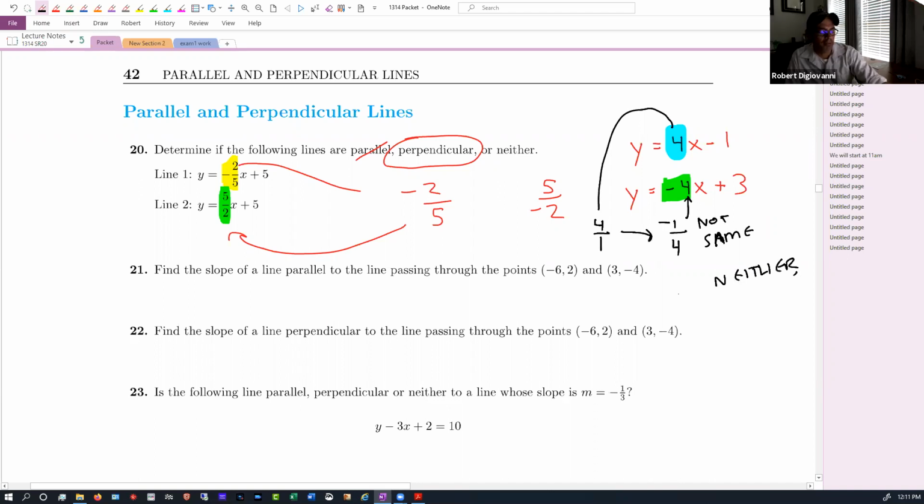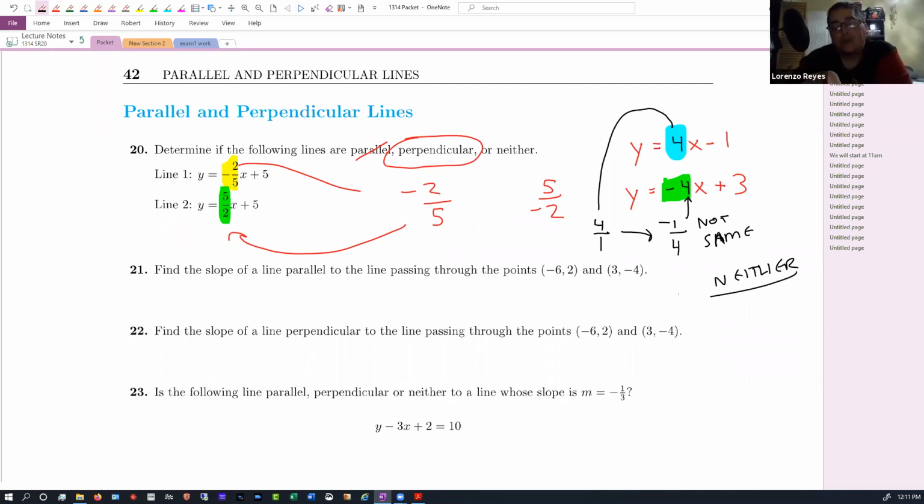If somebody gives you two lines, they don't have to be parallel or perpendicular. It's not like true or false. You can have two lines that are parallel, or perpendicular, or neither. So there are three possibilities when it comes to lines.